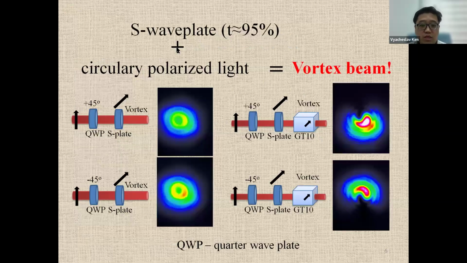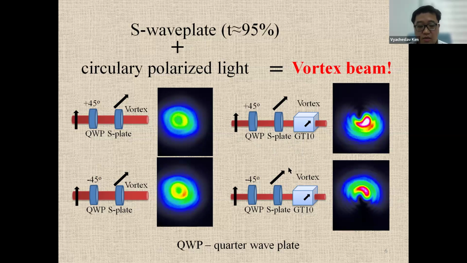Returning back to here, if you combine circular polarized light with an S-plate, you will get a vortex. Here we are using the same setup, just a quarter wave plate and an S-plate. In this case, of course, after the quarter wave plate it will be circular polarized light, and you can absorb part of this helical wavefront. So it's a very interesting picture.